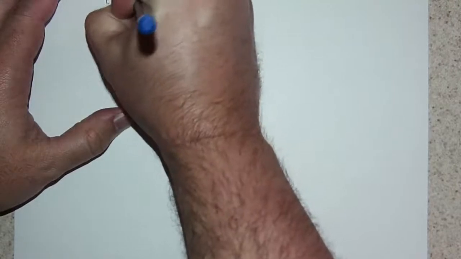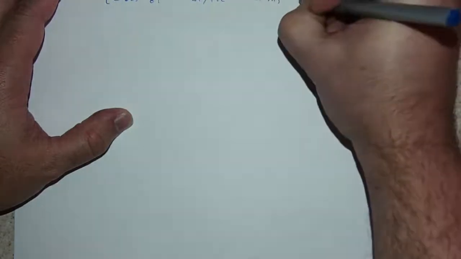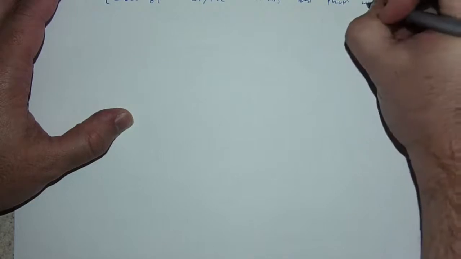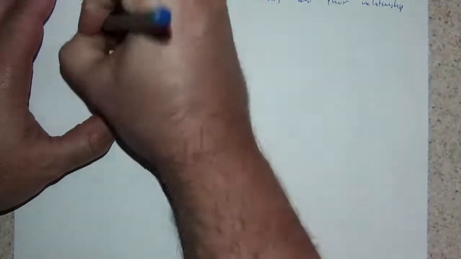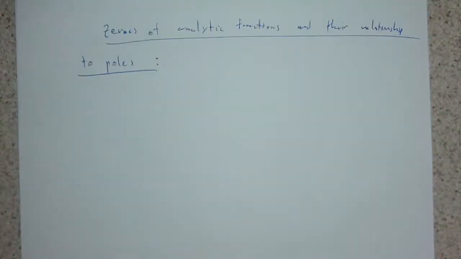Now we want to talk about zeros of analytic functions. If your analytic function is a polynomial, then you're well acquainted with this. This is just a root of the polynomial. But we want to talk more generally about zeros of an analytic function, which is not necessarily a polynomial, and we want to see how those are related to poles. Zeros of analytic functions and their relationship to poles, this is what we want to talk about.